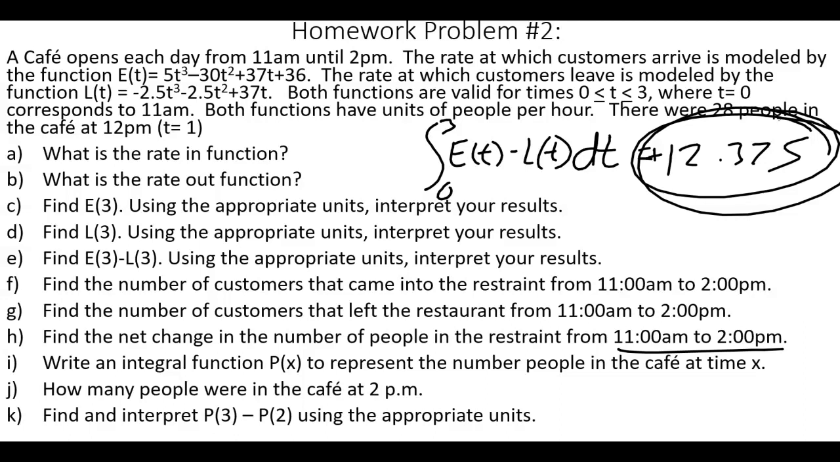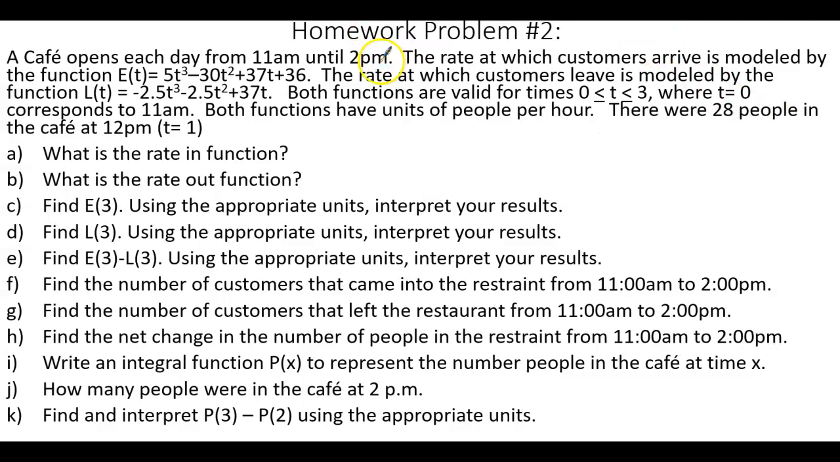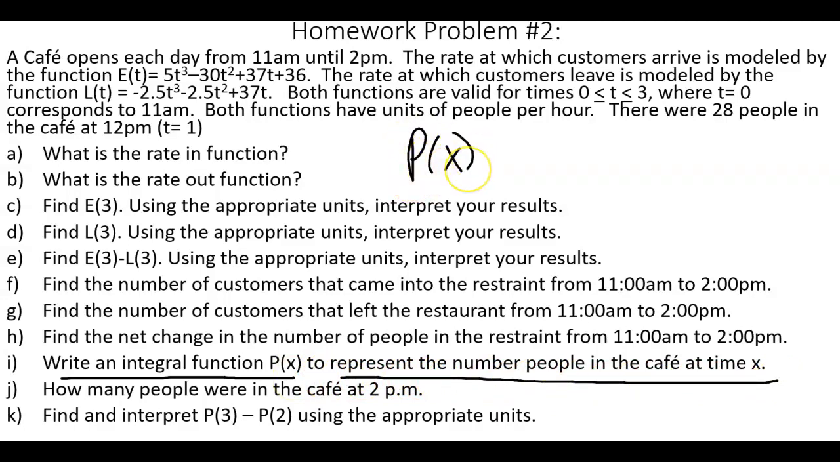Okay, let's go ahead and move on to part I here. Part I is asking us to just write a function. It says, write an integral function, and we're going to call it p of x, that represents the number of people in the restaurant at any given time. So the final number of people in the restaurant at any given time can be found by taking the starting number of people, which is 28, and adding to it the integral of the net change.